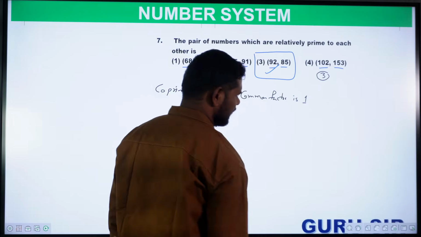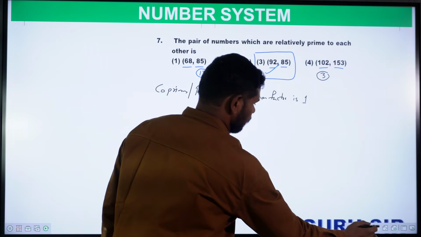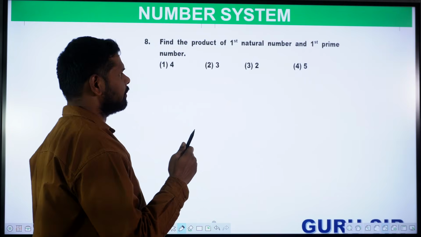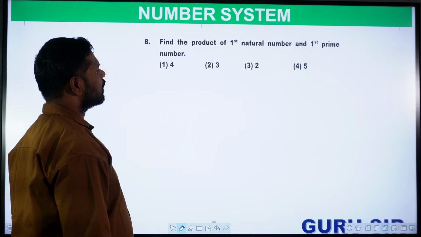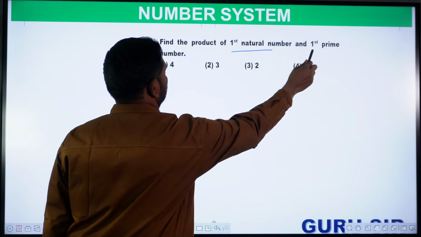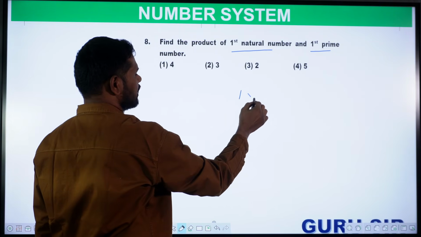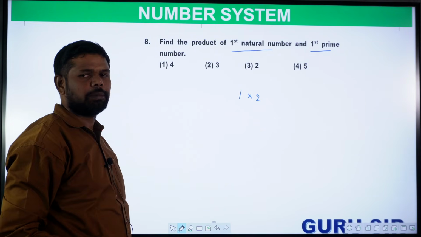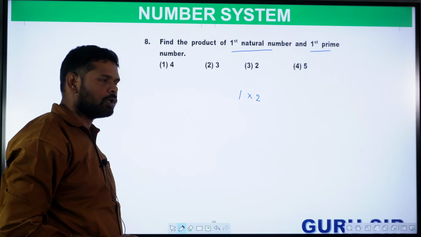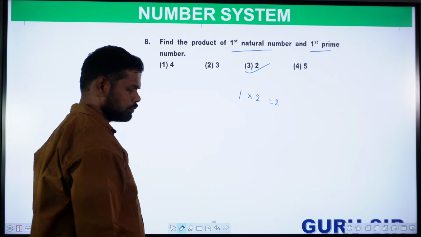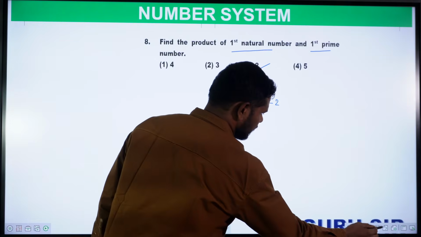Next one, very easy basic questions only. Some number related questions are there. We need to use our mind there. Find the product of first natural number and first prime number. First natural number is 1. First prime number means the least prime number is 2, or the only even prime number is 2. 1 into 2 is nothing but 2. That is the answer. No need to spend more time here.